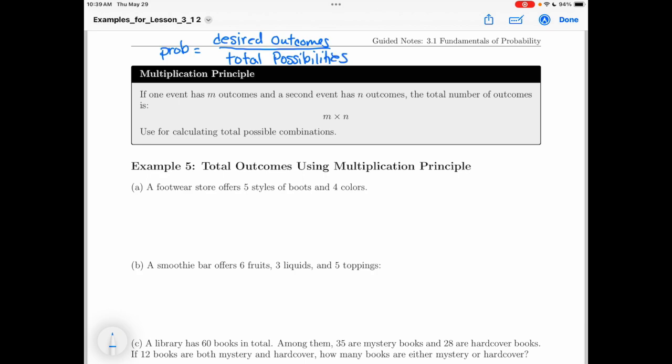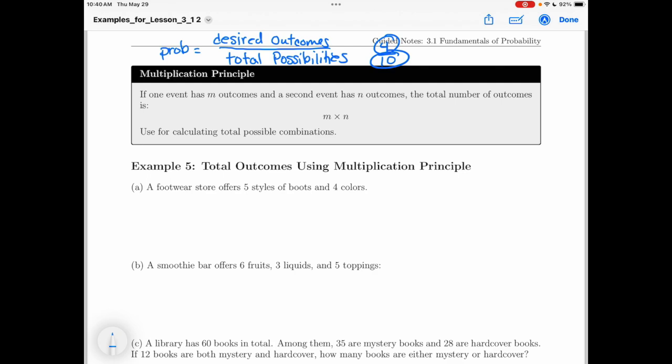So, for example, a very simple example, if I had a bag of red and blue chips, there were 4 red chips and 6 blue chips, I would have a total of 10 chips, and I wanted to know what's the probability of picking a red chip if I randomly pick one out of the bag. So the desired outcome is what we're looking for. It's the number of red chips in the bag, so that would be 4. So 4 out of a total of 10.